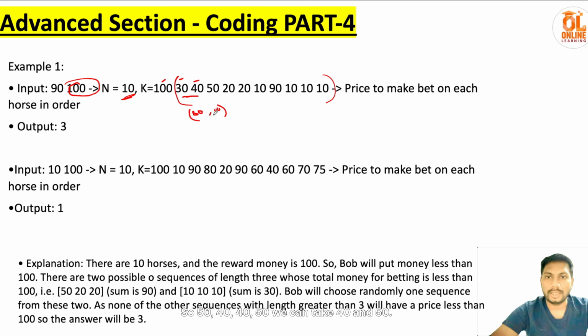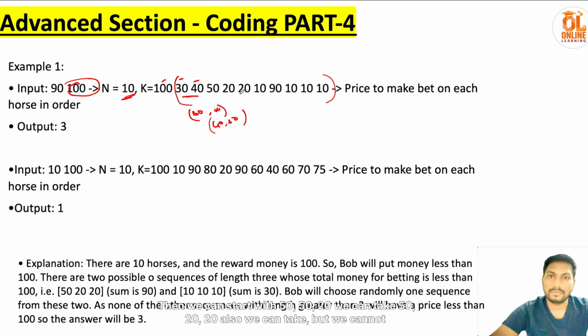Again, 40 and 50 we can take. We have two more sequences. 40, 50 is done. Then we can start with 50: 50, 20 we can take, 50, 20, 20 also we can take, but we cannot take 50, 20, 10, it will be 100. So we can take 50, 20, 20, which is 90, this we can take.